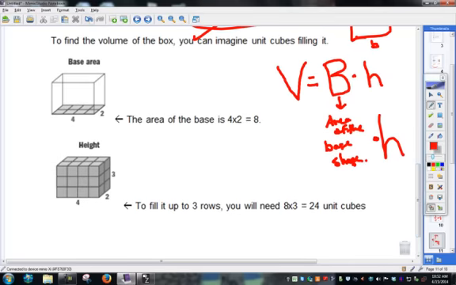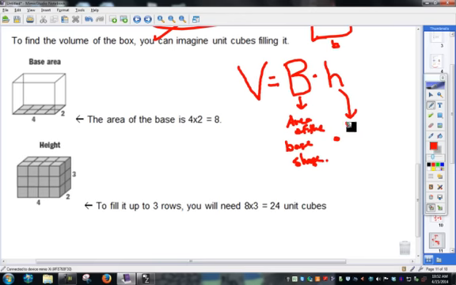Actually, let me erase that. I want to then tell you what the height is. The height is the distance between the bases. Make sure you get that down.